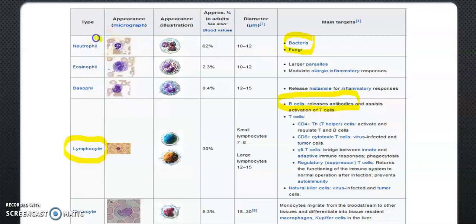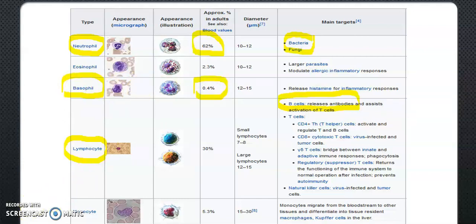If you look over here, the neutrophil is the most abundant white blood cell that you can see in a blood smear. You can see right here, it represents approximately 60%, while the least abundant is going to be the basophil. It only accounts for 0.4%.